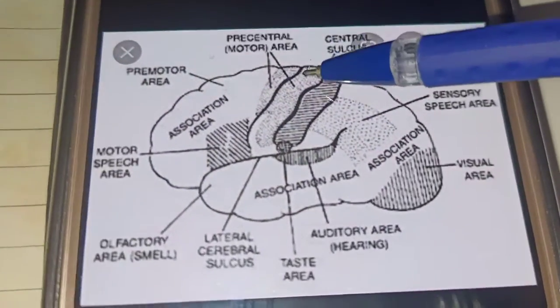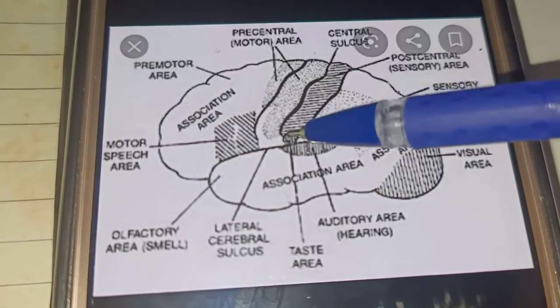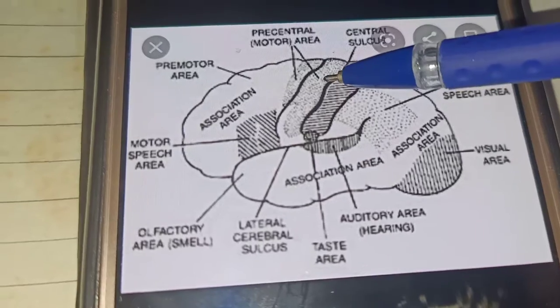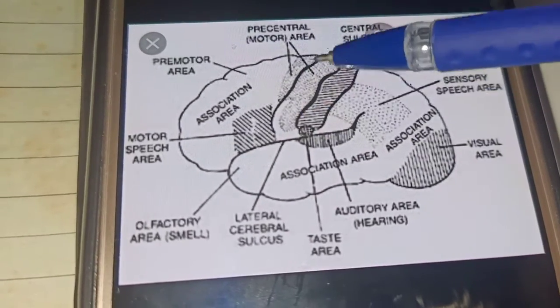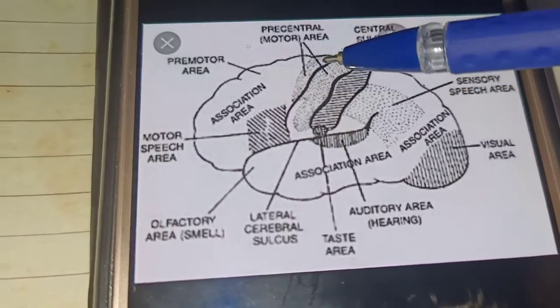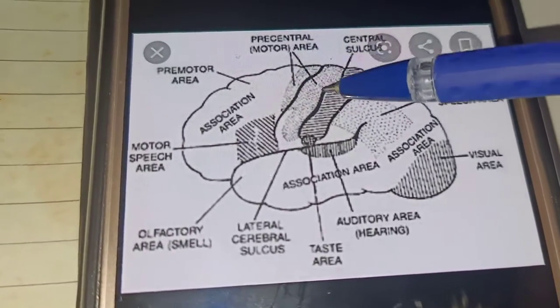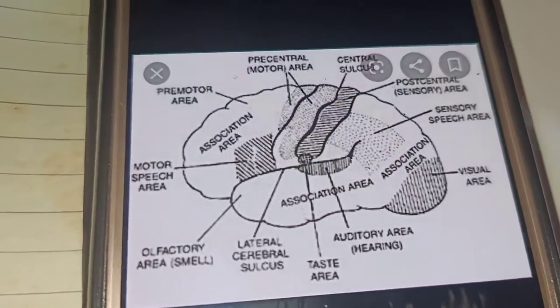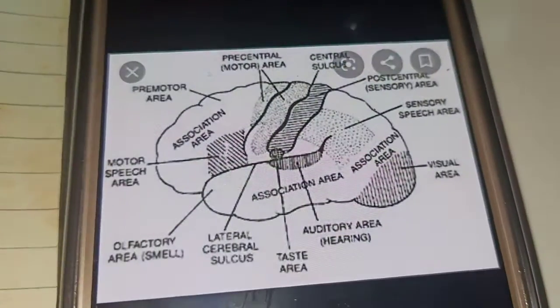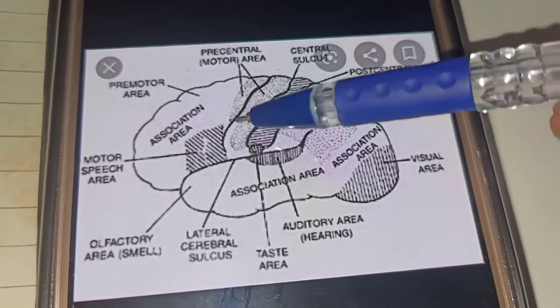This is the premotor area. This is the central sulcus, and this is the premotor area. It is present in the precentral gyri. It is responsible for controlling involuntary muscles and the autonomic nervous system. Involuntary muscles means those which are not in our control.